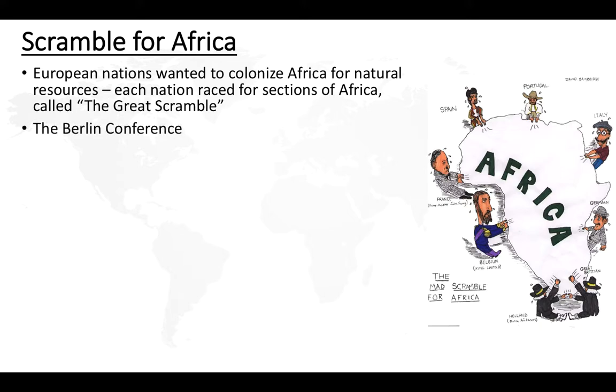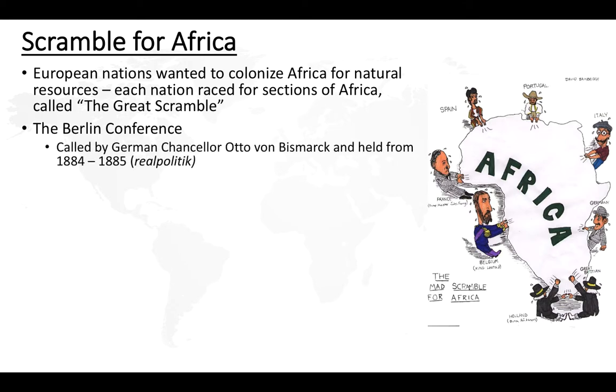And they actually have a conference where they decide that they can do this. It's called the Berlin Conference. It was held in Germany, and it had representatives from all major European powers coming together to decide when they can go take parts of Africa. What can they take? But if you think about it, who was not invited? Anybody from Africa. This was called by the German Chancellor Otto von Bismarck, and it was held from 1884 to 1885.